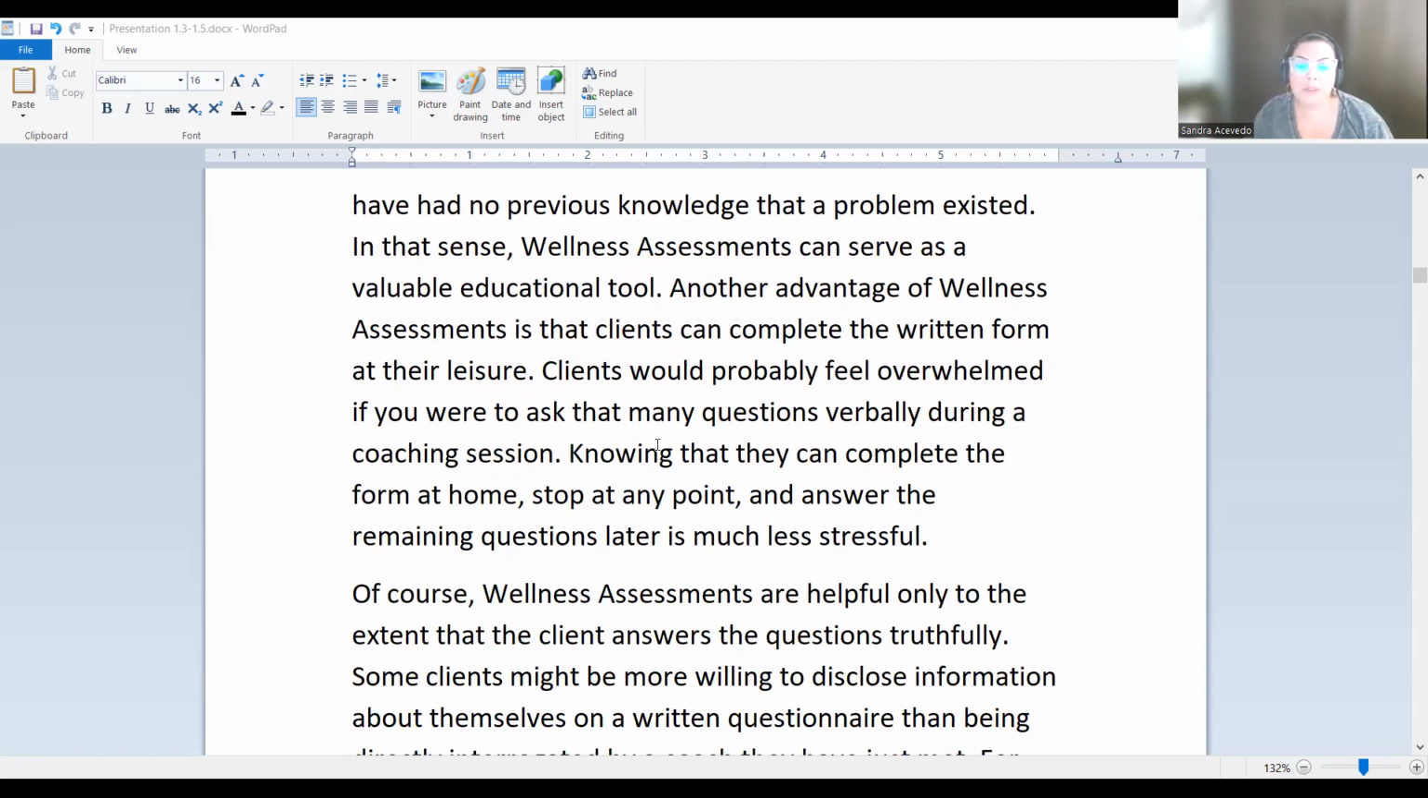Another advantage of wellness assessments is that the clients can complete the written form at their leisure. Clients would probably feel overwhelmed if you were to ask that many questions verbally during a coaching session. Knowing that they can complete the form at home, stop at any point, and answer the remaining questions later is much less stressful.